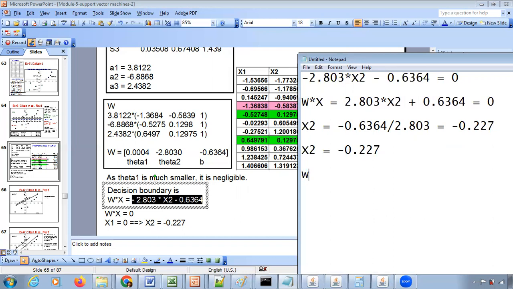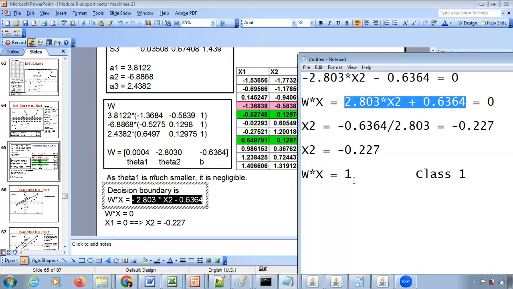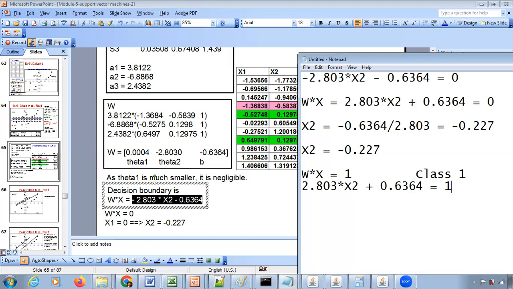So if we set w times x as equal to 1, this is the decision boundary for class 1. It looks like a straight line. You see, this doesn't have an x1 term. So this line is going to be parallel to the x1 axis because it does not have an x1 term.